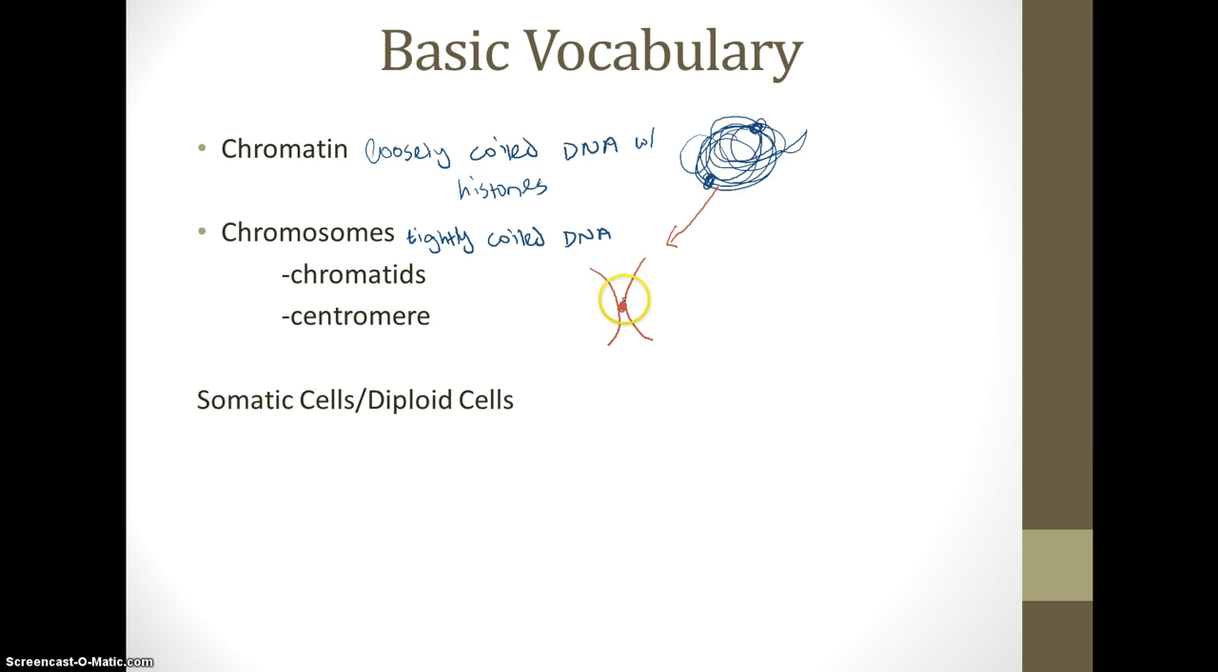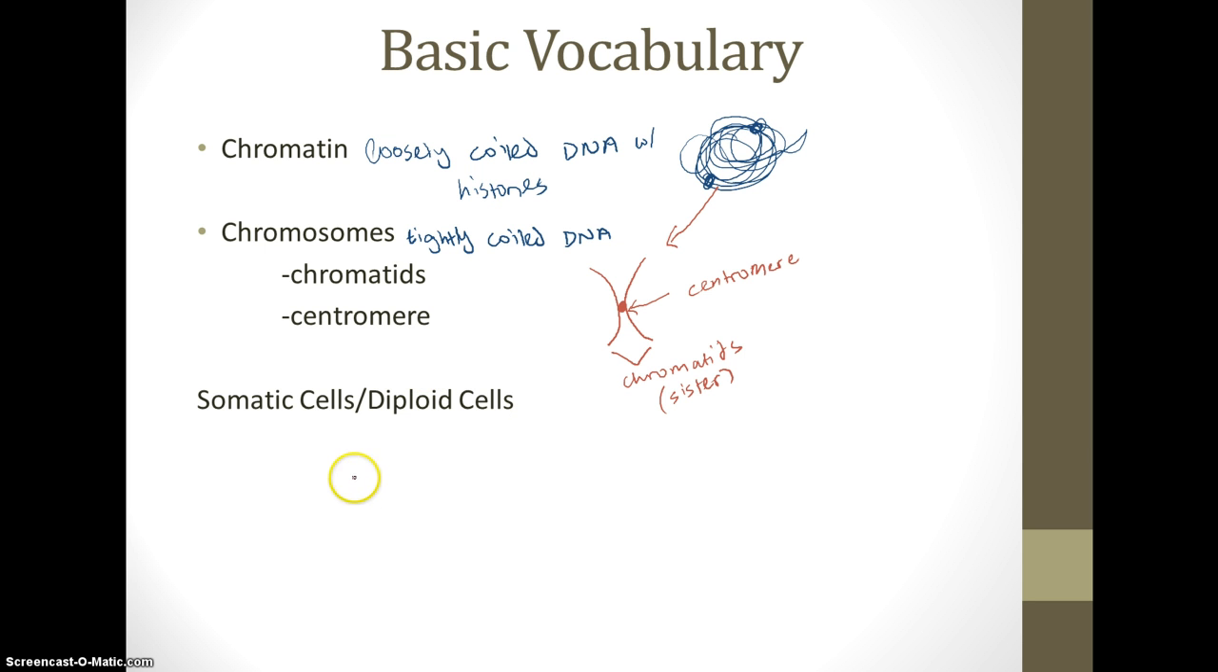But chromosomes are made out of chromatids and the centromere. This central part is known as the centromere. And the parts of the X are known as the chromatids, and these are known as sister chromatids. So sister chromatids, and that's just the name given.